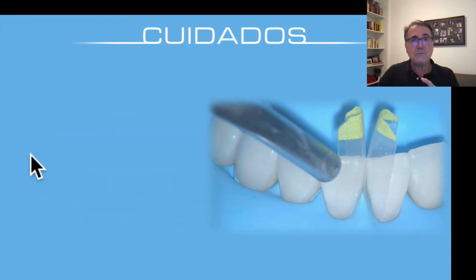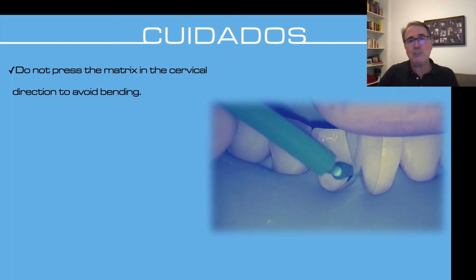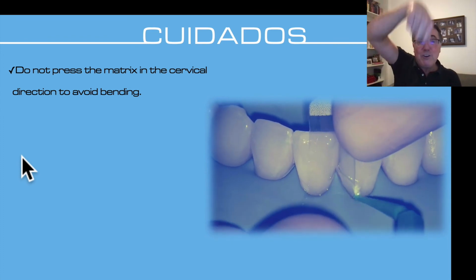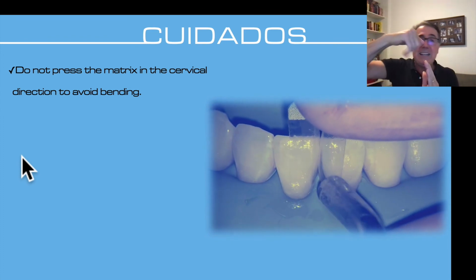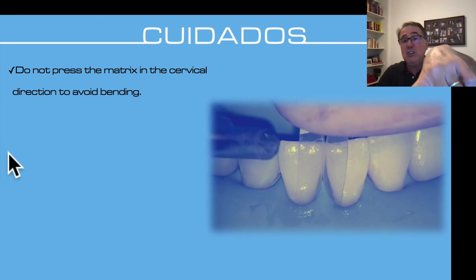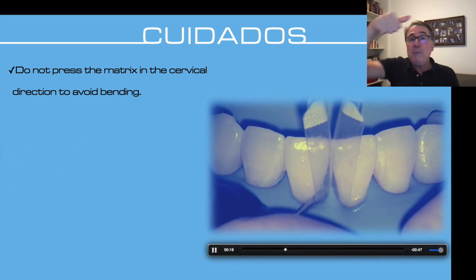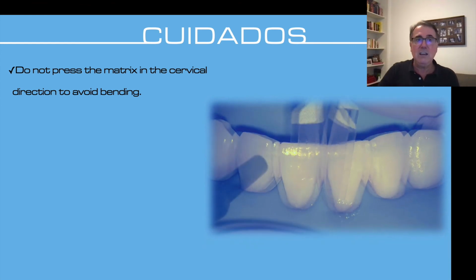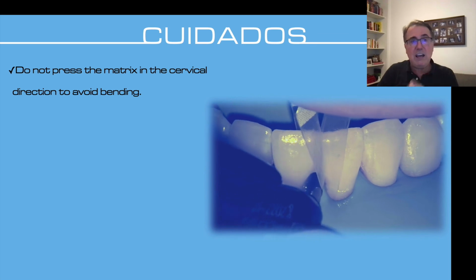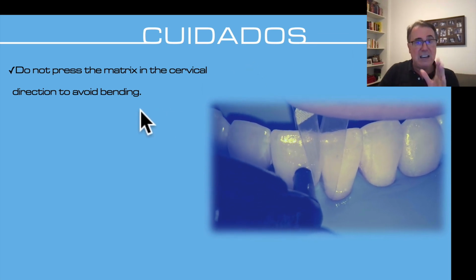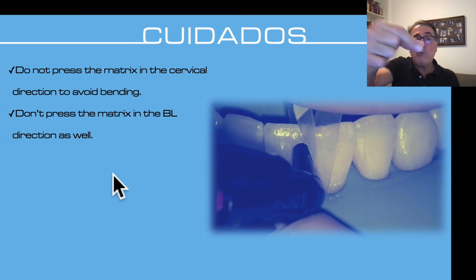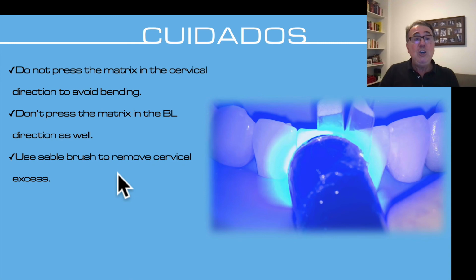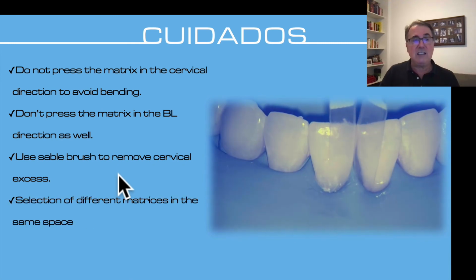And also, oh, sorry, this is in Portuguese, cuidados. Be careful, same thing. Do not press the matrix in the cervical direction, to avoid bending the matrix. Don't make cervical pressure. You see my finger over there, but I'm not making pressure. I'm just positioning the matrix. Don't press it, otherwise it will bend and you have a defect inside the interproximal area. And also, don't press the matrix in the buccolingual direction as well, for the same reason. Use a sable brush to remove the cervical excess.